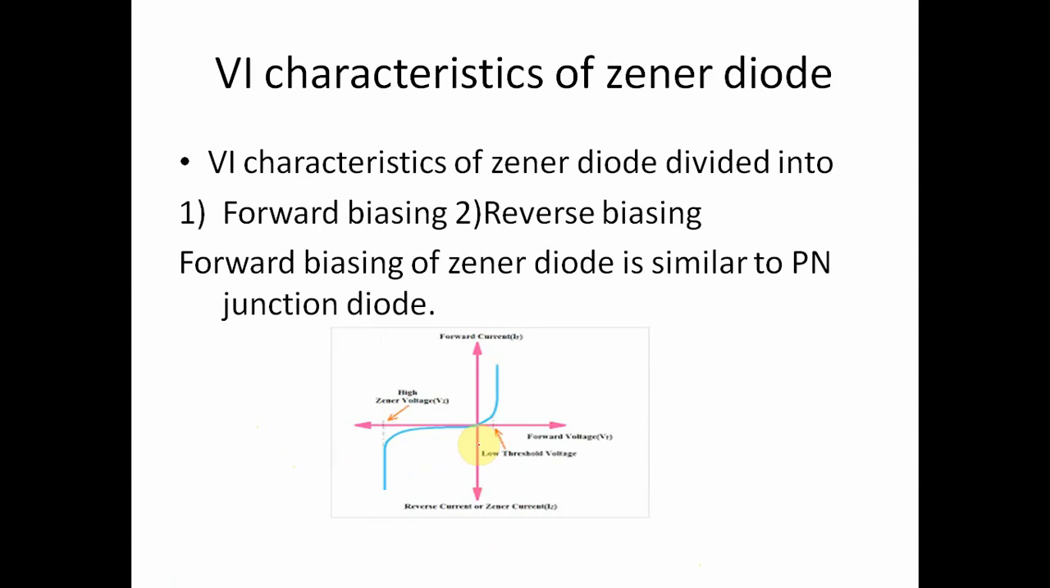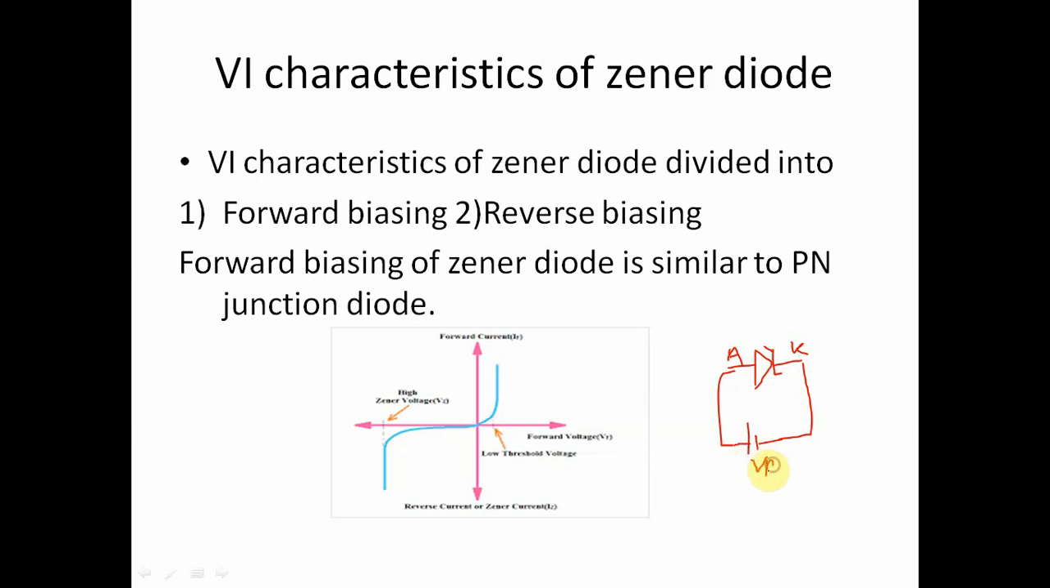Now we will study the VI characteristics of Zener diode. VI characteristics are basically divided into two parts: forward biasing VI characteristics and reverse biasing VI characteristics. Now we will study the forward VI characteristics. This is your symbol of Zener diode, and this is the battery connection. The positive terminal of the battery is connected to the anode and the negative terminal of the battery is connected to the cathode.